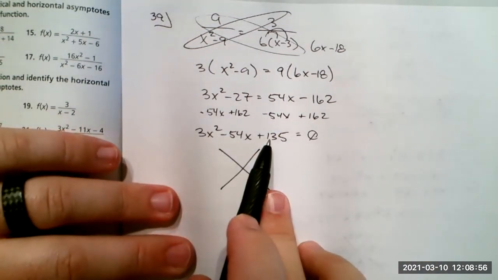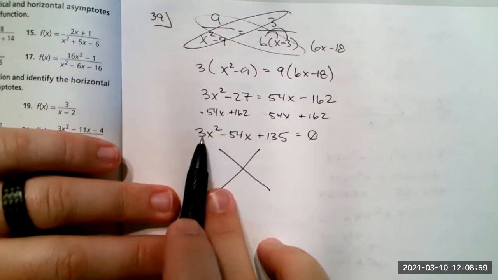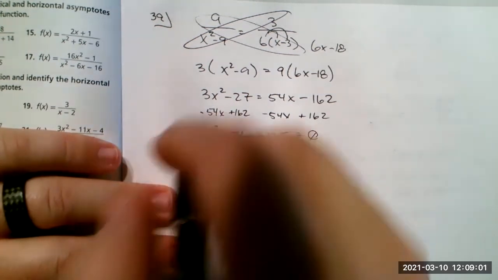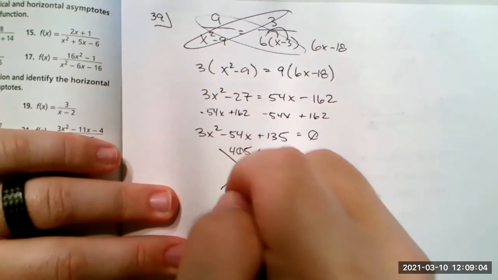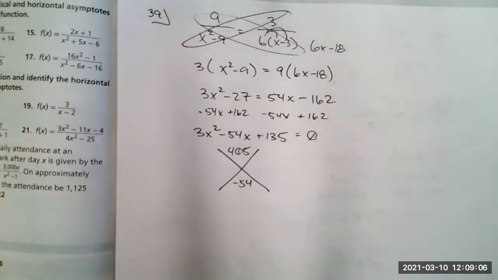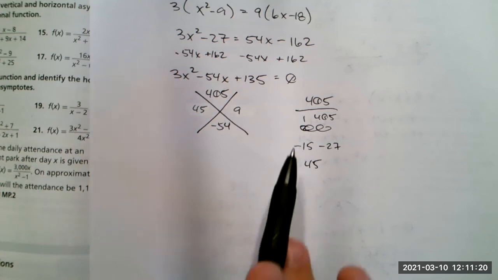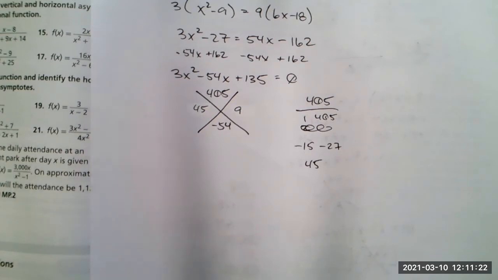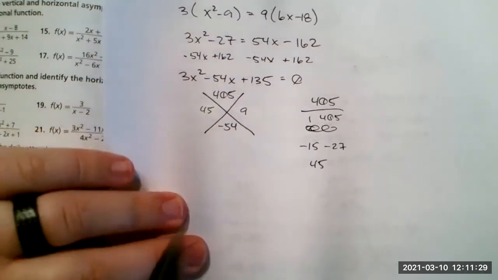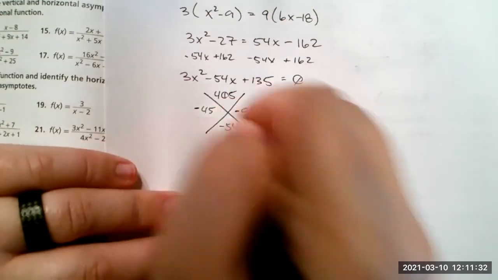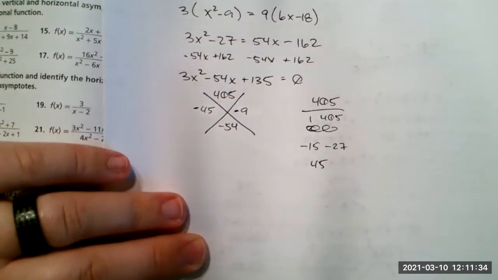3 times 135 is going to be 405. Negative 54 down below. So give me a minute. I'm going to come up with these two factors. All right. After I struggled with that for a little bit, I thought I had it, but the two numbers that I thought would work didn't. So then I came up with 45 and 9. So 45 times 9 is 405. 45 plus 9 is not negative 54, so that means they're both going to have to be negative. Now we should be good to go.